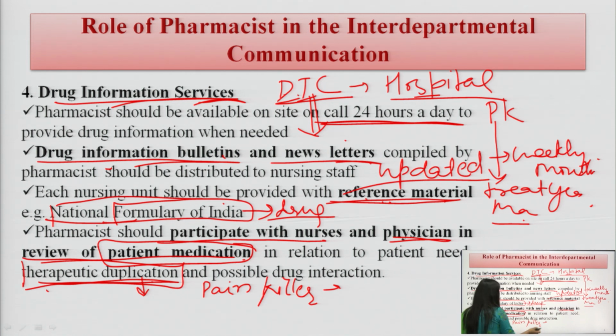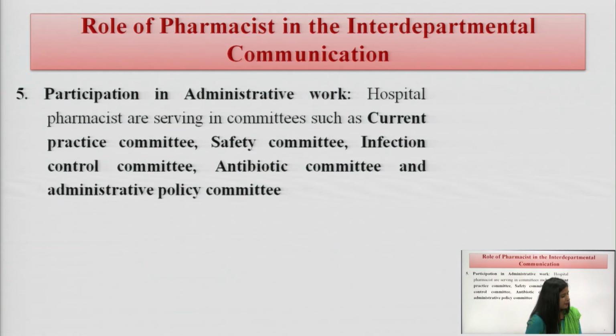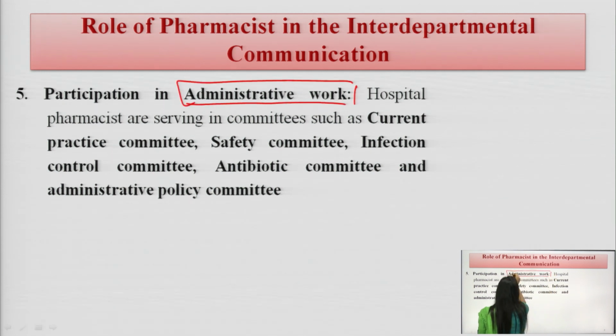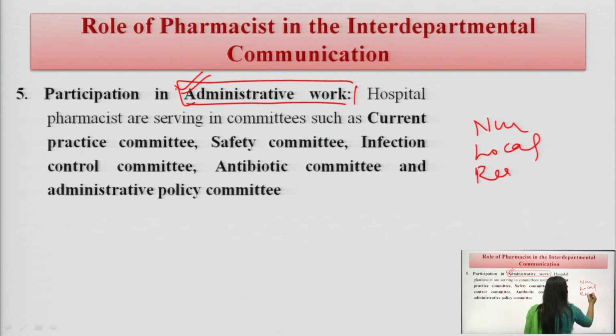So they are trying to reduce this, and if there is any possible drug interaction, pharmacists are helping to reduce these drug interactions also. So in drug information services, the pharmacist is giving every piece of information needed to whosoever actually needs it. In another way, a pharmacist is also helping in the administrative work. Yes, so as we have discussed, the pharmacist has a role in the nursing station, a role with the local pharmacist, a role with research, and a role with the administrative work.